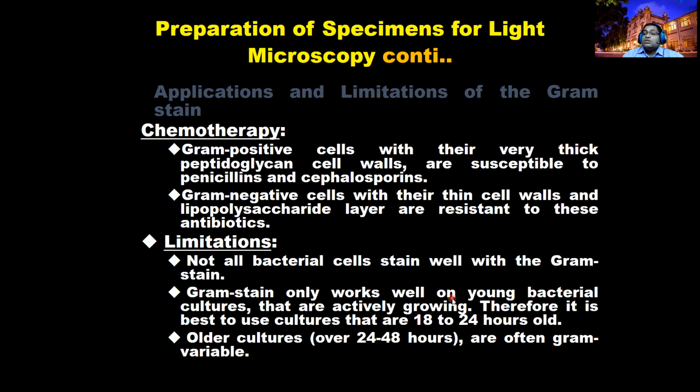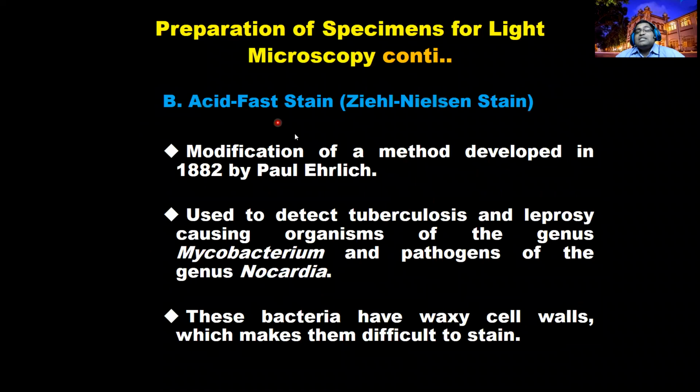That's why doctors take a blood sample and culture it within 24 hours. They stain it and then let you know. Otherwise, they will not give any drugs, doses, or antidotes. Right? Then the acid-fast stain, the second category.